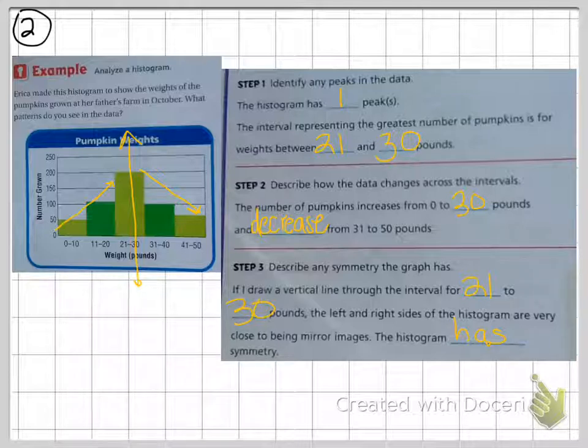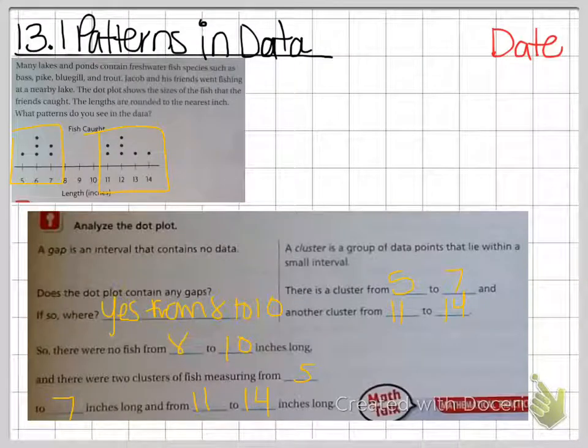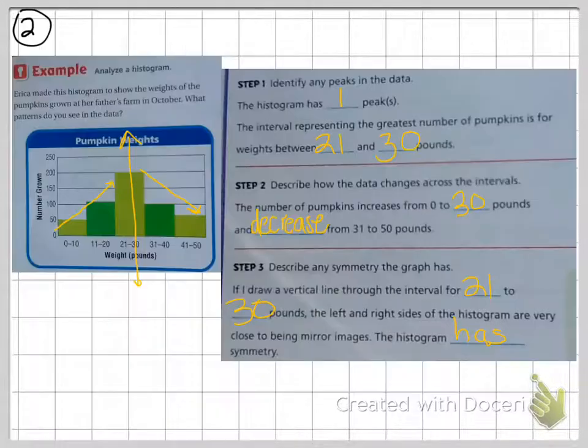So nothing too crazy when we are looking at dot plots. We've got gaps and clusters. When we're looking at histograms, we have increases and decreases and symmetry and peaks. So there's some new vocabulary for you. Now we're going to move on to box plots.